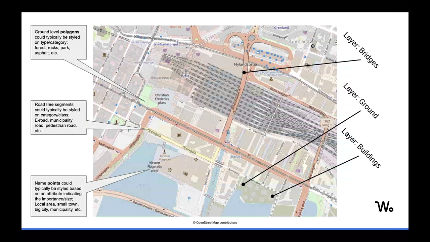And in this example that you're seeing now, we've highlighted just a few of all the map layers and what kind of geometry they would typically be using, and examples of which attributes could be used when styling them. And also thinking about the layering, typically the bridges will be put on top of other layers, and houses and buildings will typically be on top of the ground, etc.